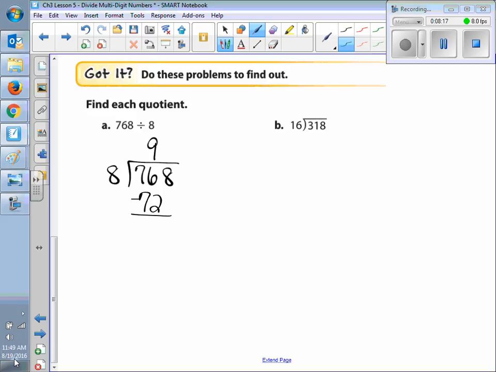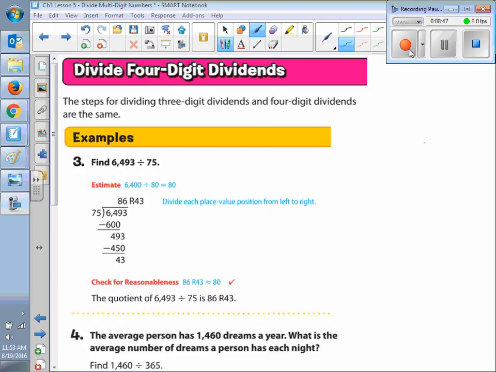So 8 times 9 is 72. And now we can subtract. So 76 minus 72 is 4. And then we bring down the 8. So how many times does 8 go into 48? 6 times. You put that up top. Okay? And then 6 times 8 is 48. And then we subtract. Down to 0. No remainder. We do not write R0 at the top. You got that? Yeah. Awesome.